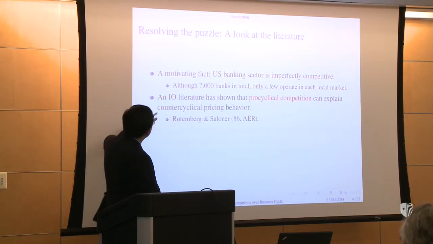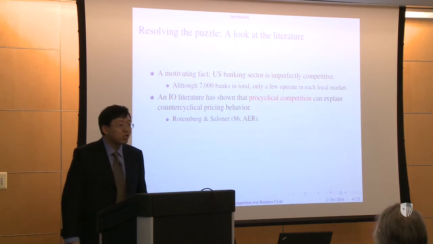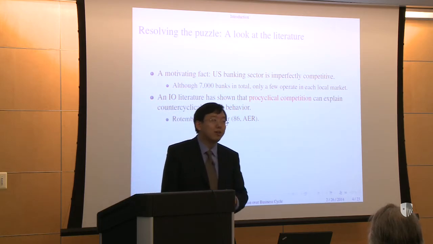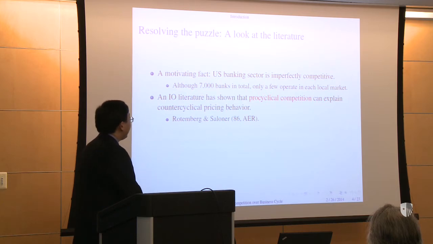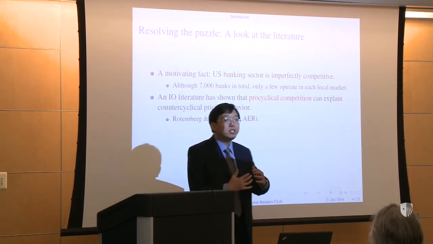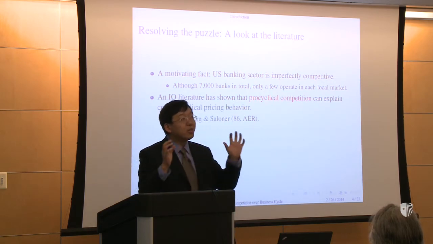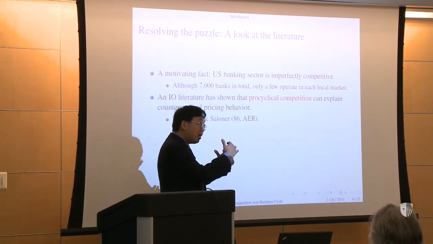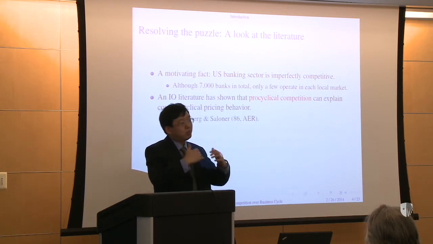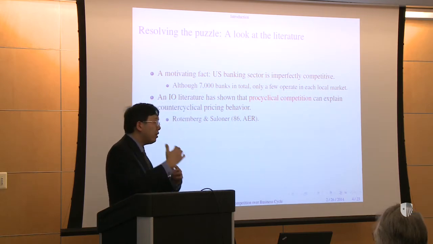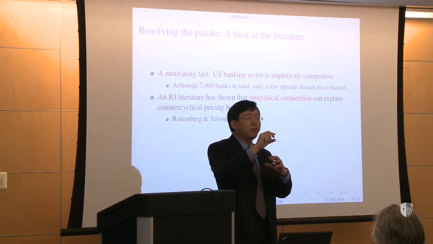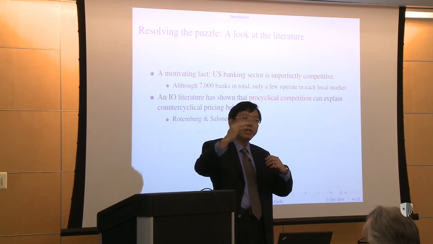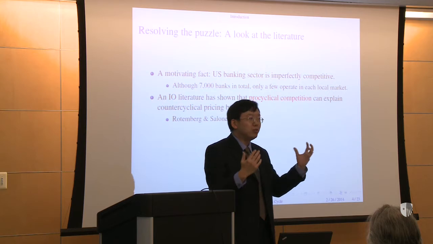The first thing is that I turn to the industrial organization literature, in which it has been well established that procyclical competition can be used to account for the countercyclical pricing behavior of firms. And what is procyclical competition? It basically means that banks, or in general firms, tend to compete more during booms or when demands are high. What does it mean to compete more? Here, more competition describes a situation in which the realized profit in the market tends to move further away from the monopoly profit. So basically, the market power shrinks because those firms compete more.